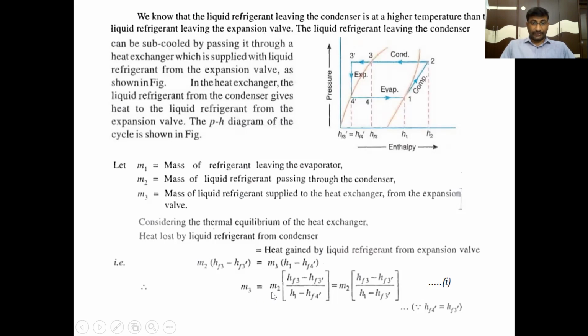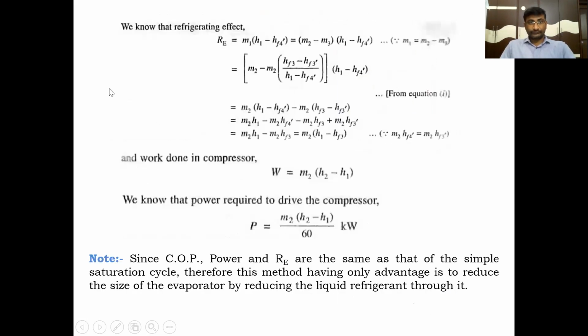From this, we can write M3 equal to M2 into HF3 minus HF3 dash by H1 minus HF4 dash, that is M2 into HF3 minus HF3 dash by H1 minus HF3 dash, because HF3 dash and HF4 dash are the same, as it is an isenthalpic process. Let us take this as equation 1.